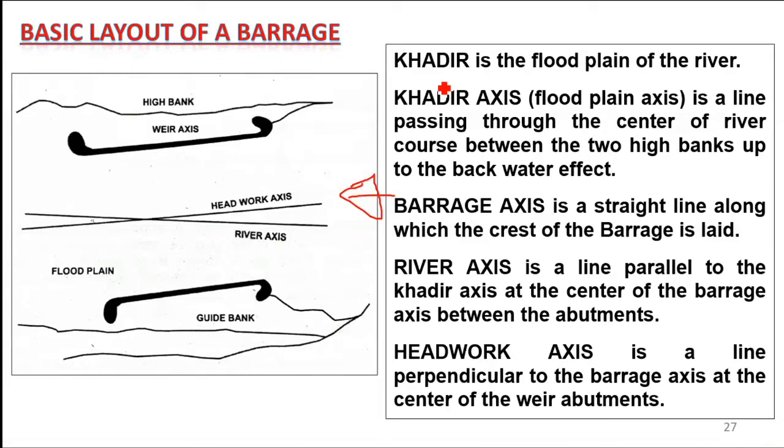No idea, sir. Khadir means the flood plain of a river. A river in flood days expands up to certain limits. Those limits are called the khadir width of the river. For example, in this river the water goes up to these limits during the floods. So from here to here, this is called the khadir width of the river.